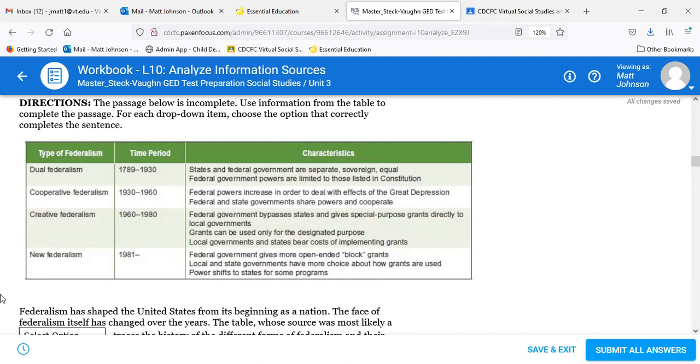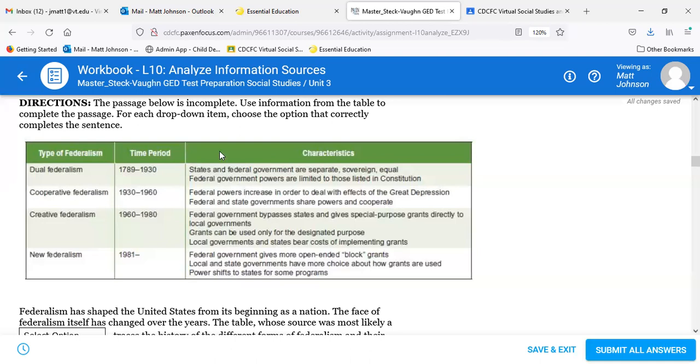And then the era of cooperative federalism. So that's from 1930 to 1960. So one thing right away, if we think about that time, 1929. Anybody remember what happened in 1929? From some of our other lessons. What started in 1929? It's going to be right here, right? The Great Depression. So that's changing the government.